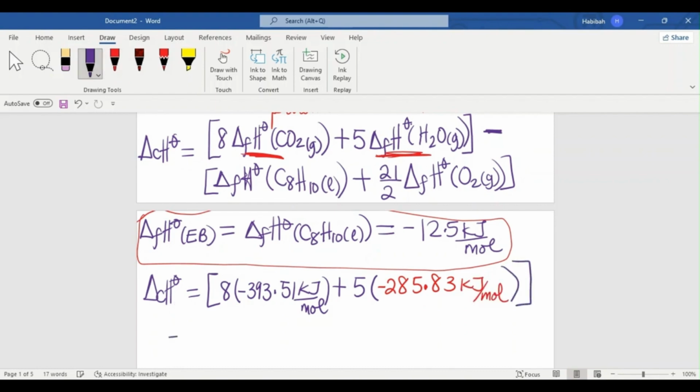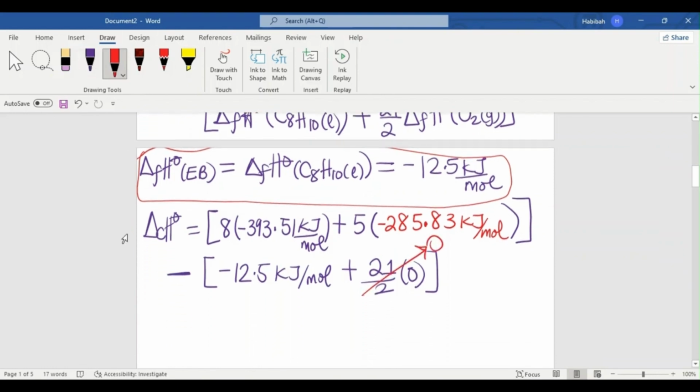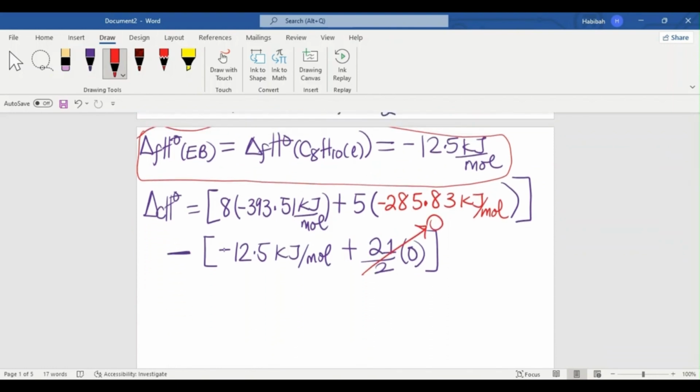Okay, so that's that. And then that is the information here, minus the standard enthalpy for ethylbenzene. We're given this one, luckily, which is negative 12.5 kilojoule per mole. And then plus 21 over 2 times the standard enthalpy of formation for O2 gas. Looking at our information, that is simply zero, meaning everything right here is just zero. So of course, you input your information in your calculator. You have 8 times negative 393.51. We have that to be negative 3148.08 kilojoule per mole.